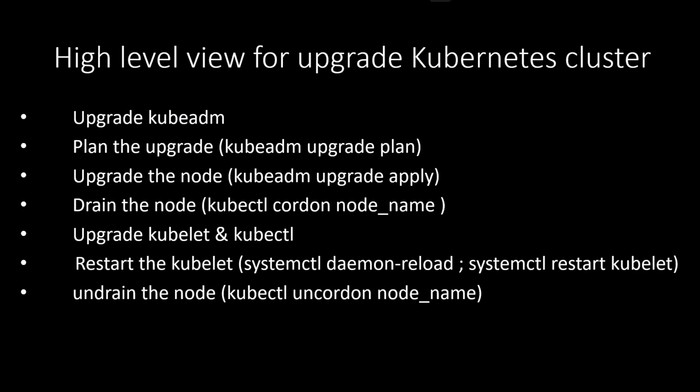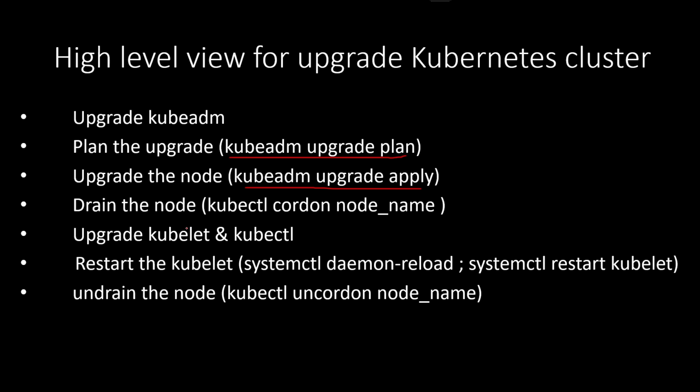High level view of upgrading a Kubernetes cluster. First, we will upgrade the kubeadm package. We will install the kubeadm package and then execute the kubeadm upgrade plan. This command's output will show the current version and the new version available for us. Needless to say, I will show you in the lab section. Then we will upgrade the node by executing the command kubeadm upgrade apply.